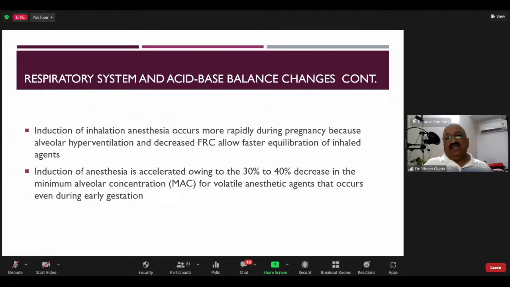Induction of inhalational anesthesia occurs more rapidly during pregnancy because alveolar hyperventilation and decreased FRC allow faster equilibrium of the inhaled agent. Induction of anesthesia is accelerated owing to a 30 to 40% decrease in the minimum alveolar concentration for volatile anesthetic agents that occurs during early pregnancy.